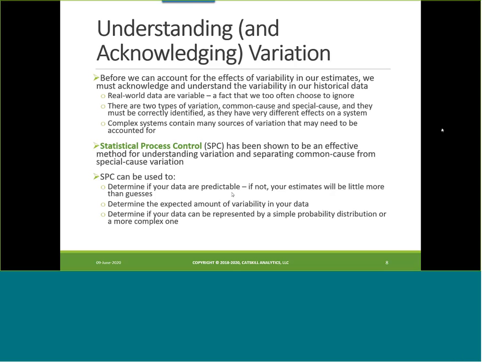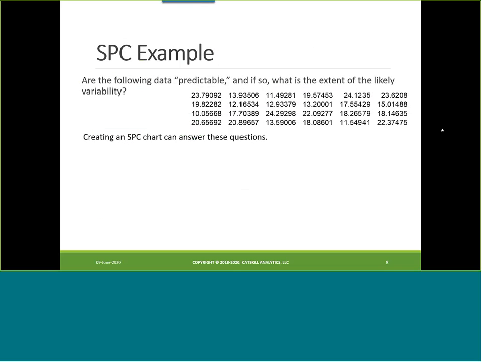So you need to understand that if your data aren't predictable, you first need to be able to identify and either remove or control somehow the special cause variation. Then we can determine the expected amount of variability in your data, and you can then finally determine if your data can be represented by a simple probability distribution or a more complex one. I'll talk a little bit more about that in a couple of slides.